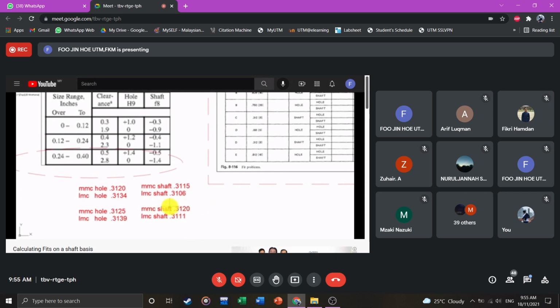What's the difference between the maximum material condition size of the shaft and the hole? 0.5. 0.5 is right there. What's the difference between the least material condition size of the shaft and the least material condition size of the hole? 2.8 thousandths of an inch. Same numbers we have right here. So again, it's like an equation. You can do anything you want to those numbers as long as you do the same thing to all four, and you'll have the same relationship between the shaft and the hole.